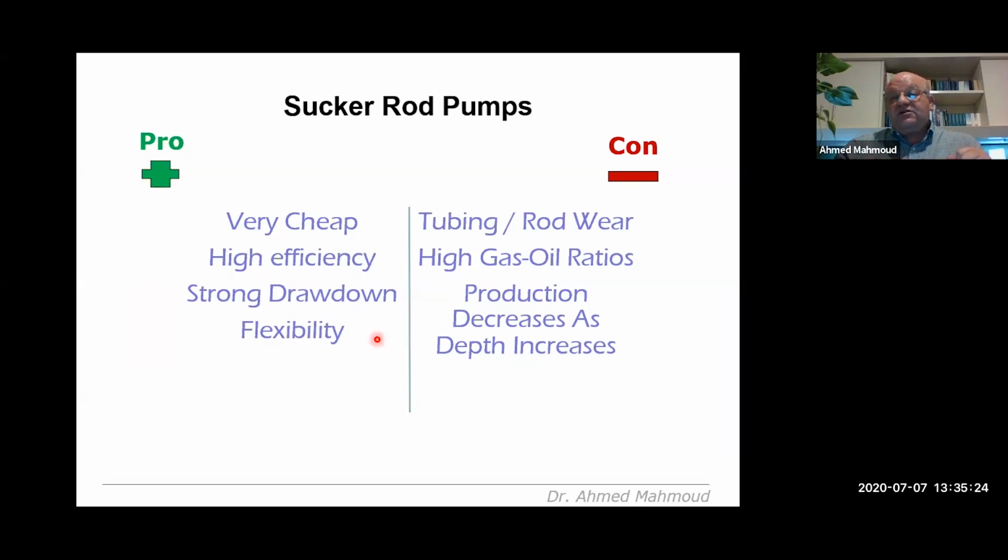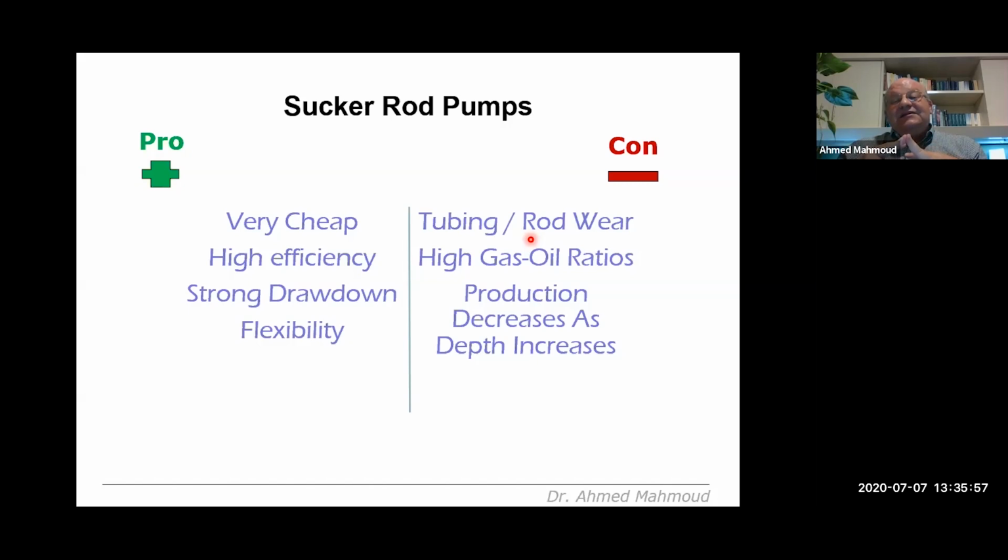Now, the cons, okay, or the disadvantages, basically, it's a mechanical system. There's a lot of mechanics into it. There's a lot of movement. The rods are moving up and down, and because of the movement of the rods up and down, and the standing valve moving up and moving down, all of this movement, okay, is mechanical. And because of this mechanical motion, there's typically going to be wear and tear. There's typically going to be things that might break.